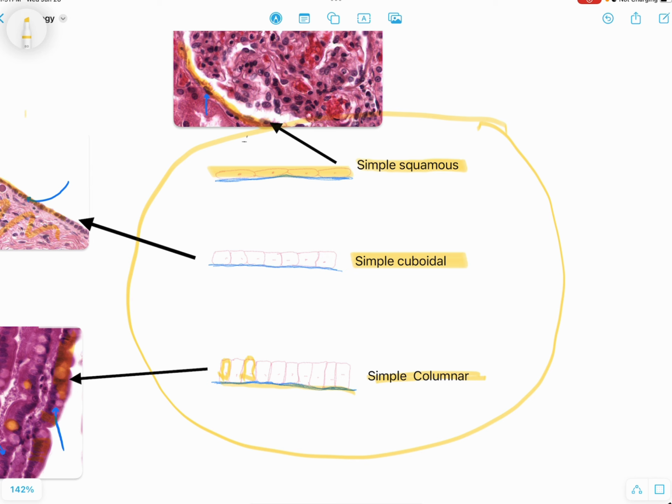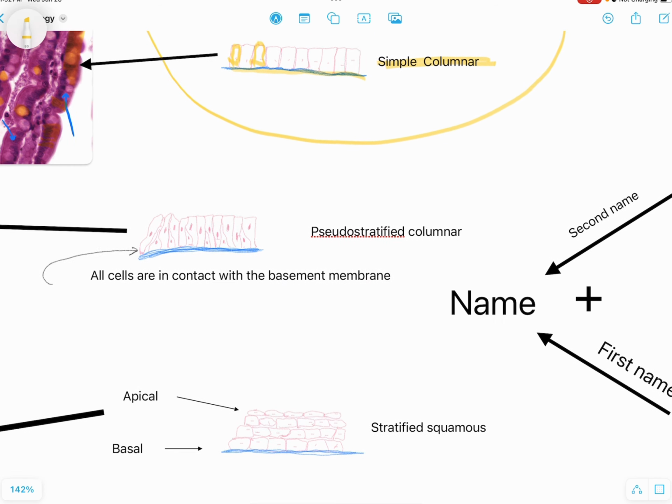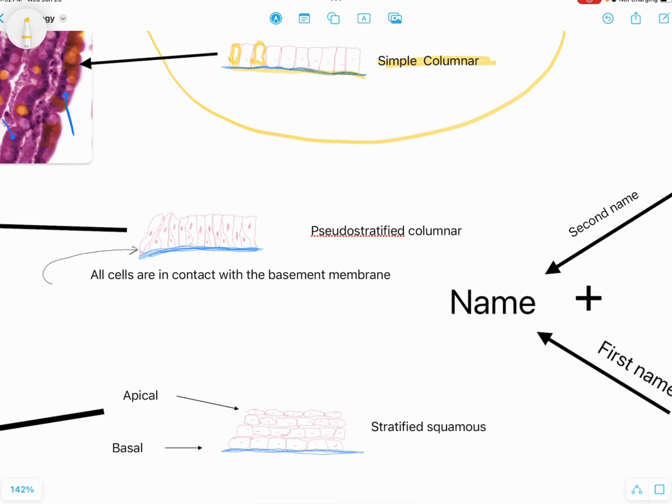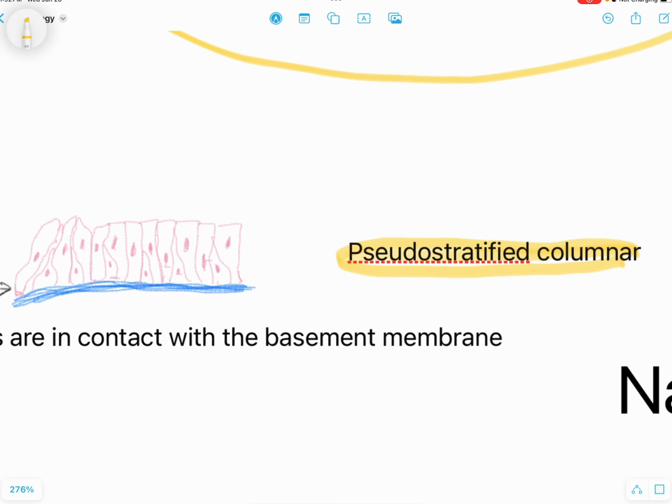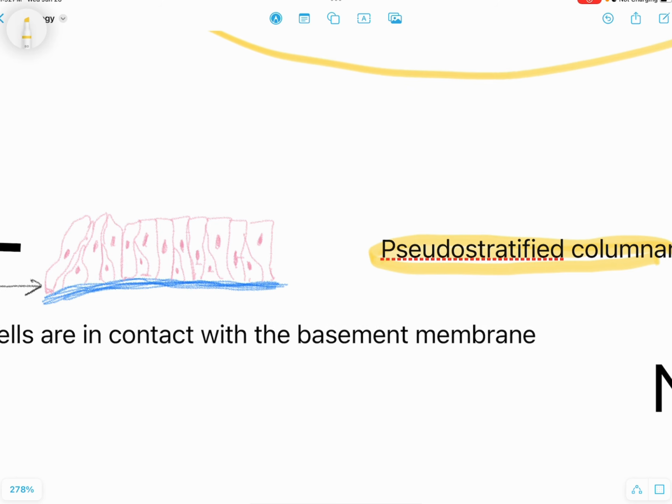So now that we've seen our simples, we have our simple squamous, our simple cuboidal, and our simple columnar. Now let's go to the next group. Well, actually, before we go to the next group, I want to stop at one group that is a bit different, because I said earlier we have simple and stratified, but there's one tissue that is called pseudostratified columnar. That's this one right here. Now look at the name. Pseudo means false. And let's have a look at it.